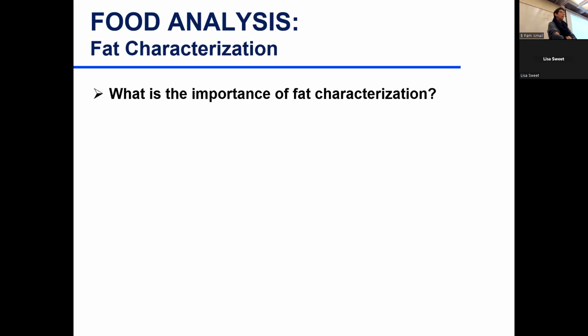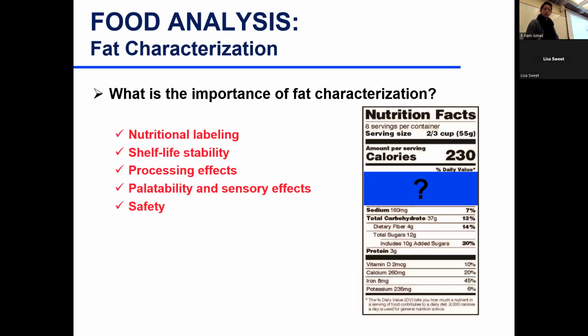Do we care about fat characterization for the nutrition label? What's on the nutrition label? Saturated. And what else? Trans fat. Yes, so you guys are really good. So here we are, nutrition labeling. Part of fat characterization is that we're not only going to care about total fat content, we care about the composition. So we have total, but we also look for saturated fat and trans fat.